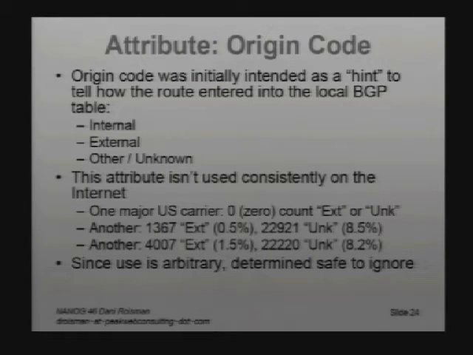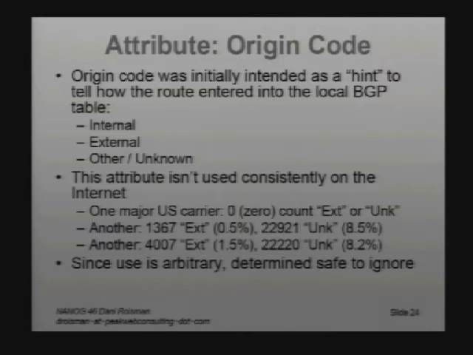I want to talk about the origin code just for a moment here. So origin code was initially intended as a hint to tell how a route entered into the BGP table. Again, there are 3 values for the origin code: internal, external, or simply unknown. Internal may be coming from another IGP, external may be redistributed, and unknown is just a wildcard.